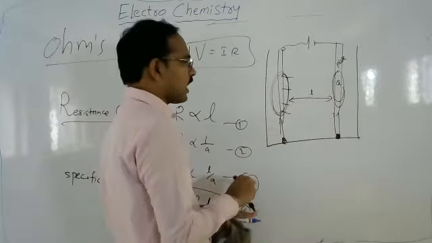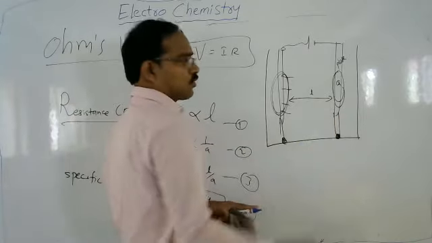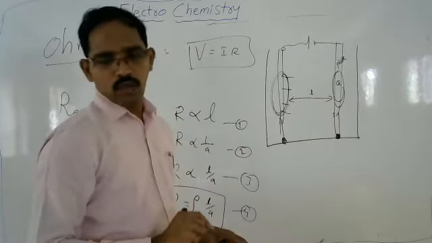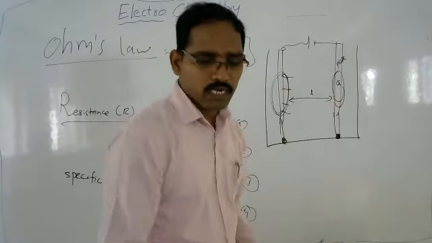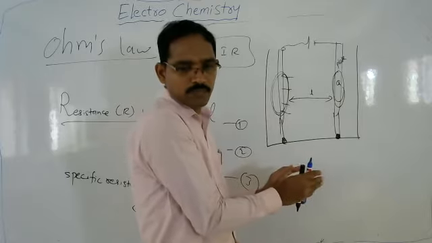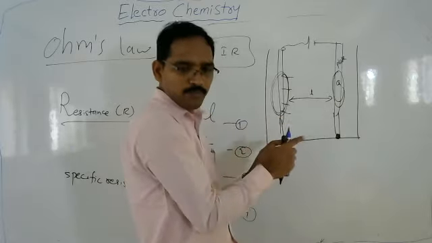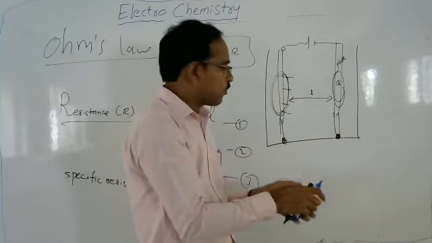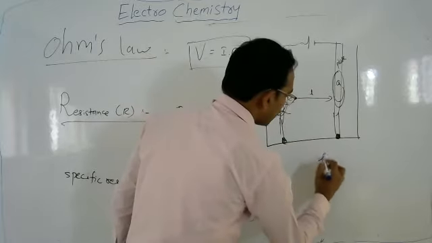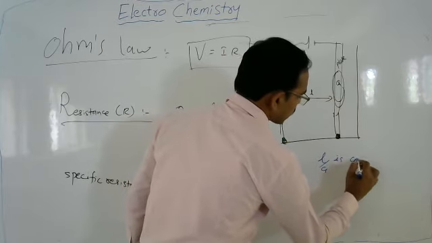That means always, in between the two electrodes, the distance is the same. If you take one apparatus, in that the two electrodes' distance is the same, the area is also the same. So finally, L by A is constant.